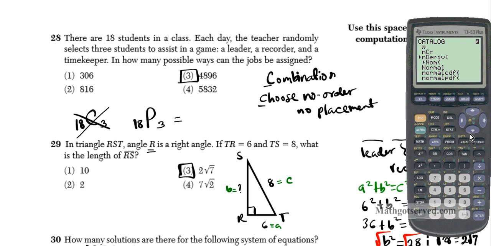This is combination right here. That's not what we want. Scroll down a little bit more. nPr, that's permutation. 18 place 3. Enter. Final answer is 4,896.